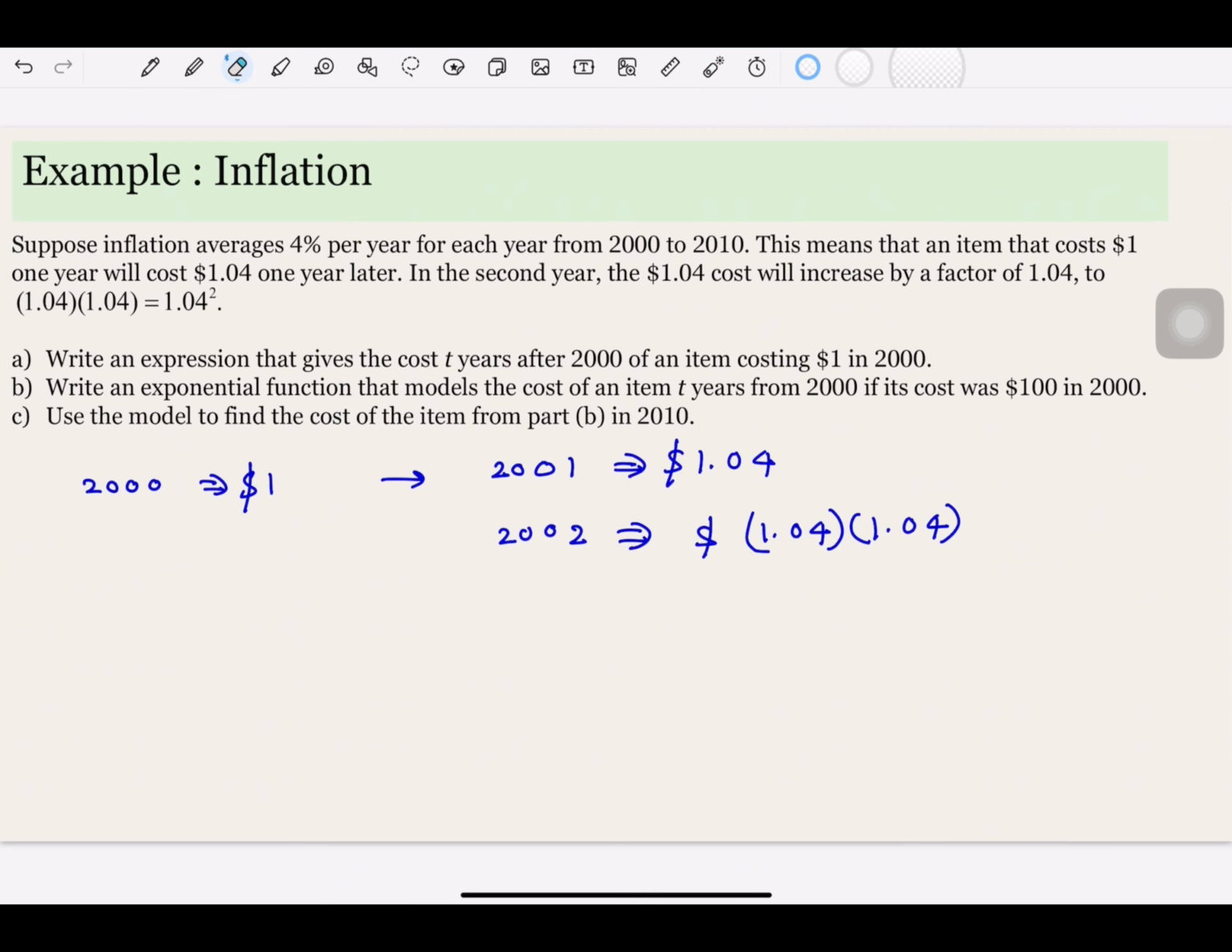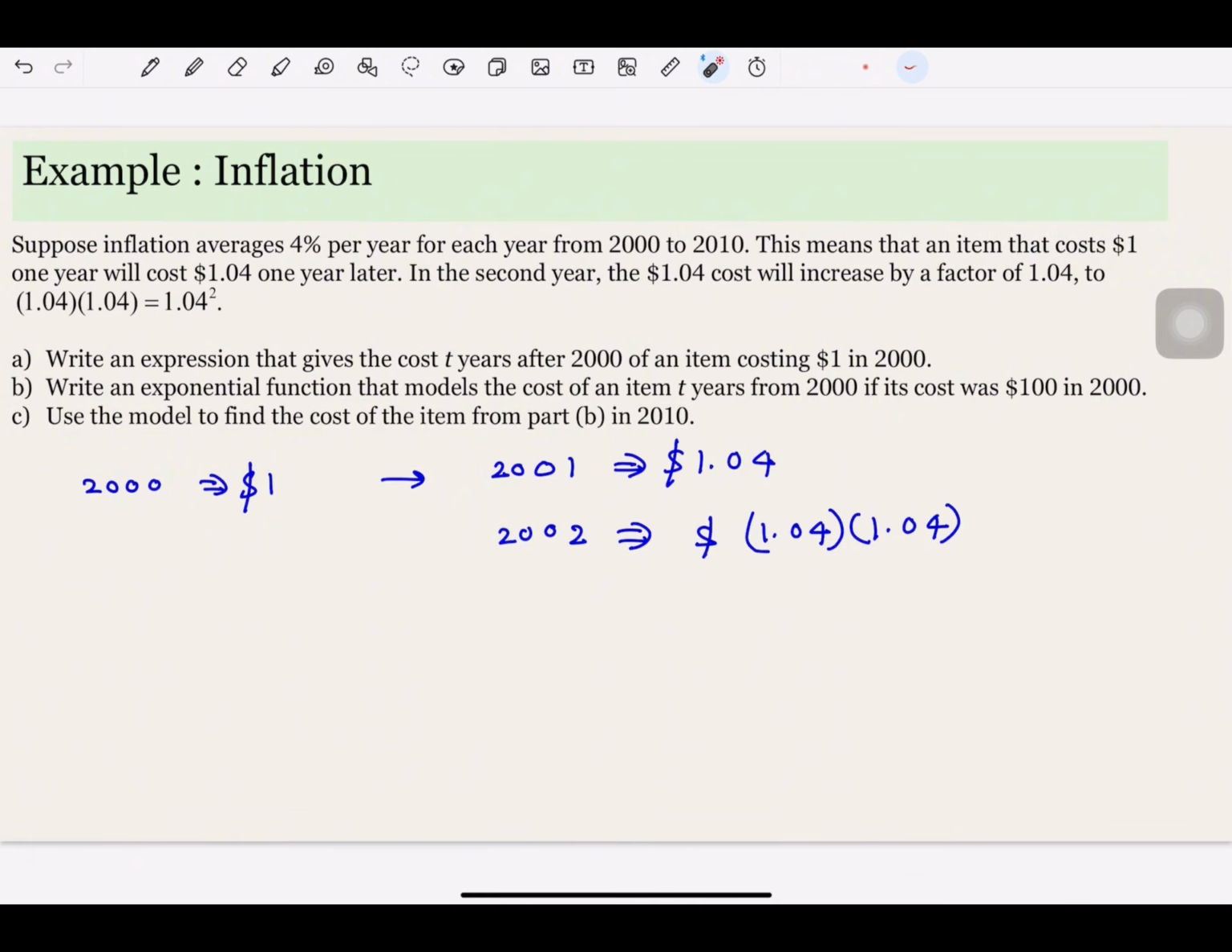Okay, so let's look at a real world example, which is about inflation. So suppose inflation averages 4% per year from 2000 to 2010. So that means if an item cost $1 in 2000, it will cost $1.04 in the next year, which means in 2001. So in 2002, it will cost around 1.04 multiplied by 1.04. So this is the key.